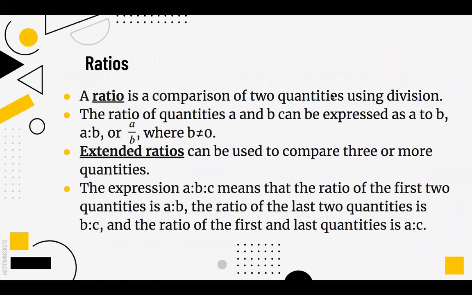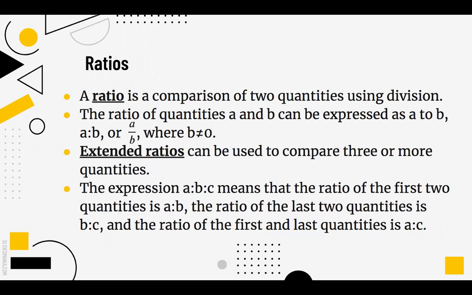So the first part of the notes is some vocabulary words that we need to make sure that we're familiar with, which I'm almost 100% sure that we are. So a ratio is a comparison of two quantities, and we're using division. So a ratio can be written three different ways. It can be written as part 1 to part 2, so A to B. It can be written as A colon B, or it can be written as A over B as a fraction.